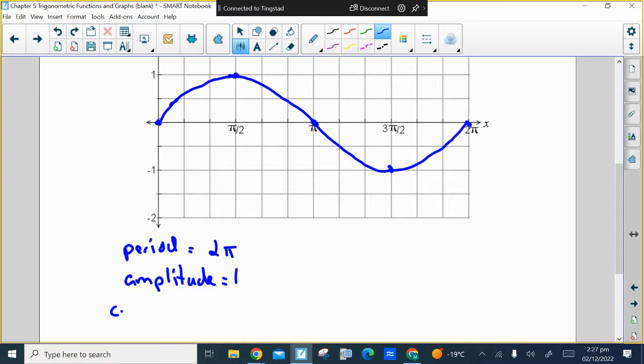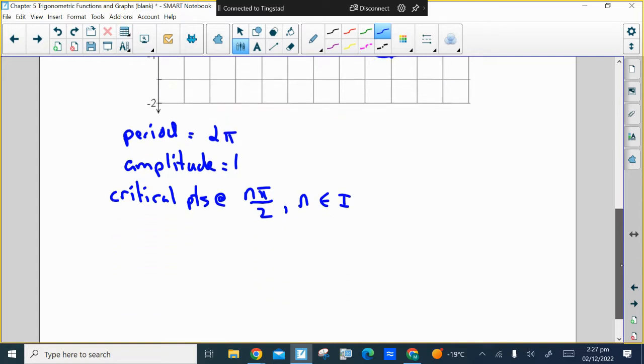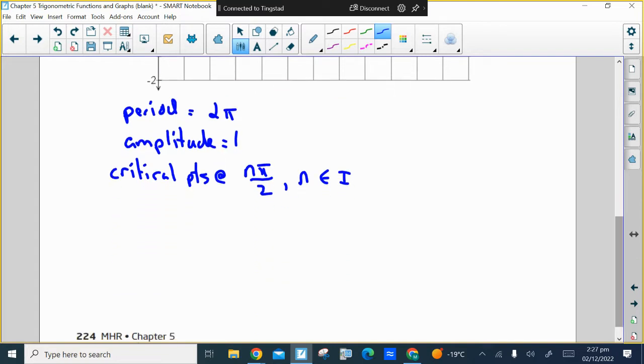Our critical points, instead of being every 90 degrees, would be every pi on 2 radians. So n pi on 2 radians, where n is an element of integers. Remember, our critical points are either being in the middle, a maximum, or a minimum.